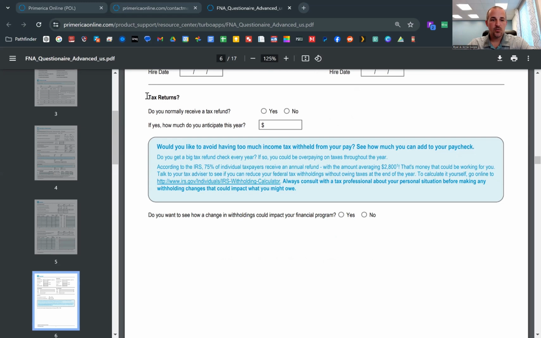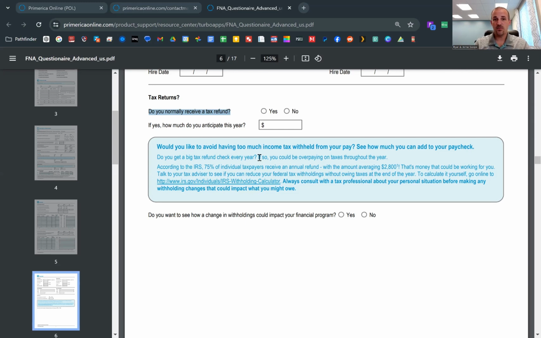And here is a great way to find some extra money sometimes. Do you normally receive a tax refund? Oh yeah, we do. Oh, how much do you get? About $1,000, $3,000, whatever it is. Well, what do you guys normally do with that tax money when you get it at tax time? If you could put that money to better use all throughout the year, would you want to see how that could impact your plan?